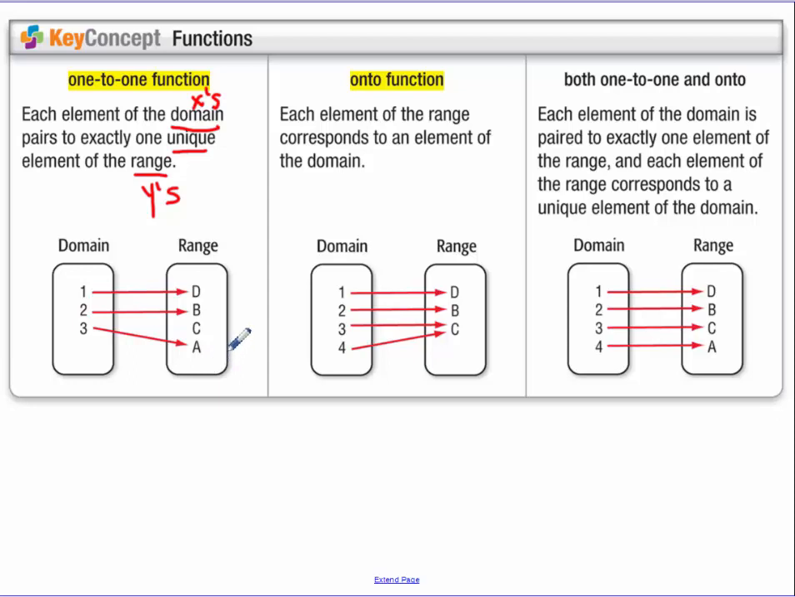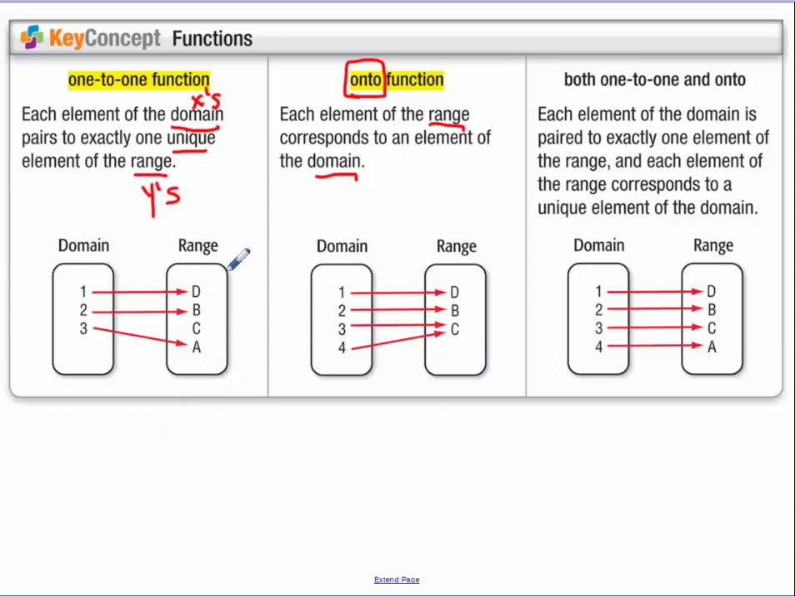Now an onto function, and this is kind of a new term. I hadn't seen this term in any other book but this one, but onto means that elements of the range, so your y's, are pairing with an element in the domain. So when you look at your range, you actually have an output of each one of these. D, C, and B each have its own input, okay? Even though 3 and 4 both get paired with C, each one of the ranges is used up.